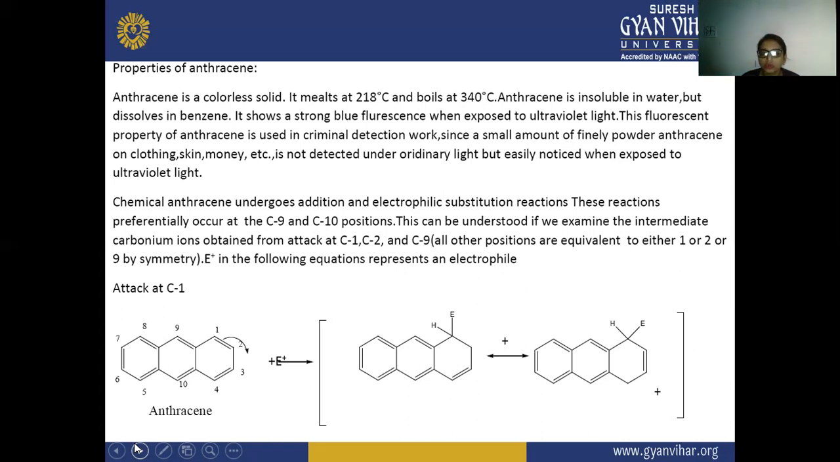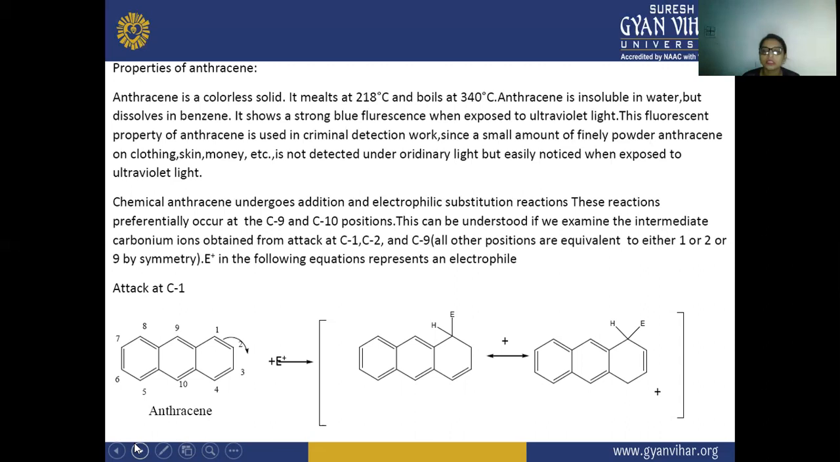It shows a strong blue fluorescence when exposed to ultraviolet light. Means when light is applied, it shows a strong blue color. This fluorescent property of anthracene is used in criminal detection work, since a small amount of finely powdered anthracene on clothing, skin, money, etc. is not detected under ordinary light but is easily noticed when exposed to ultraviolet light.